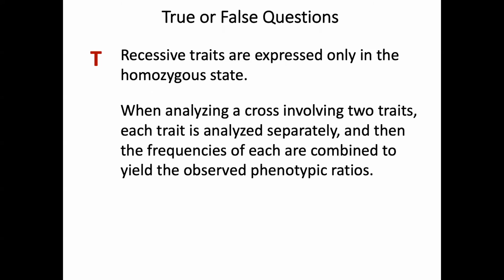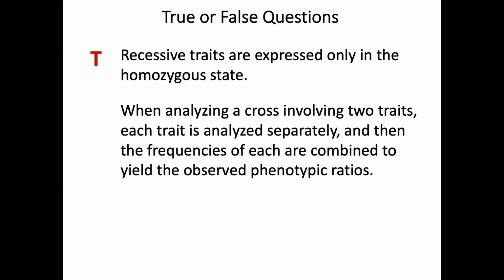Okay, see the second one. When analyzing a cross involving 2 traits, each trait is analyzed separately, and then the frequencies of each are combined to yield the observed phenotype ratios. True or false?